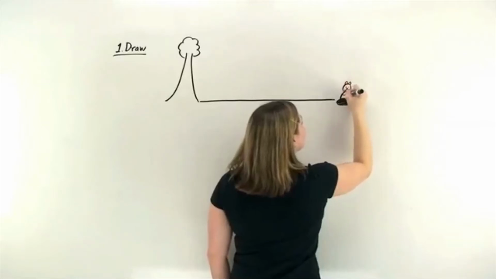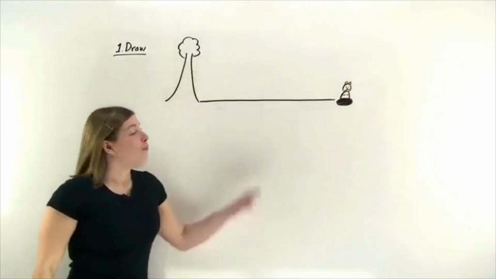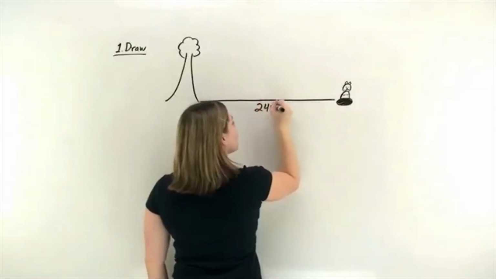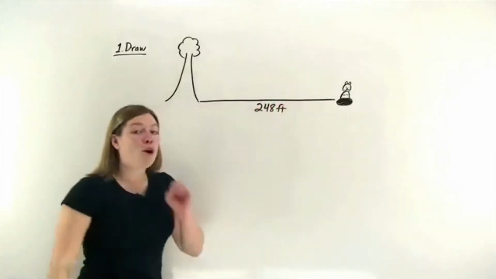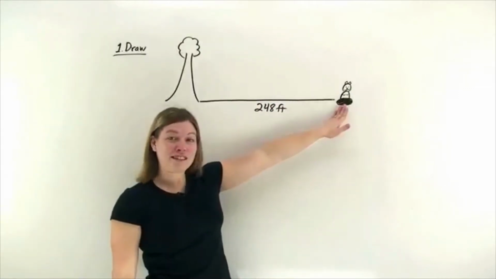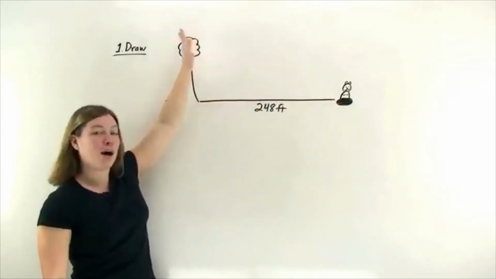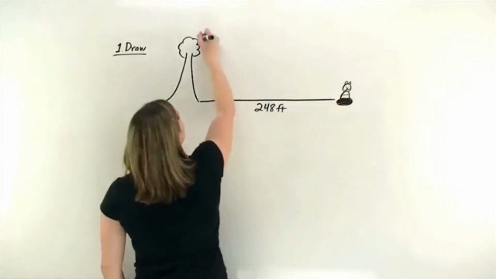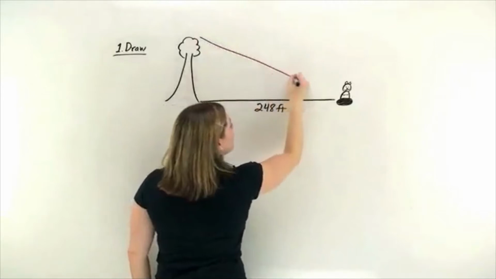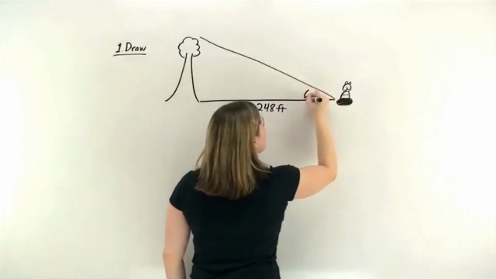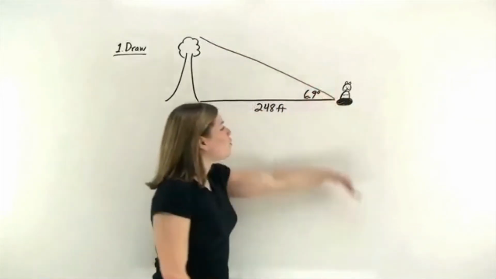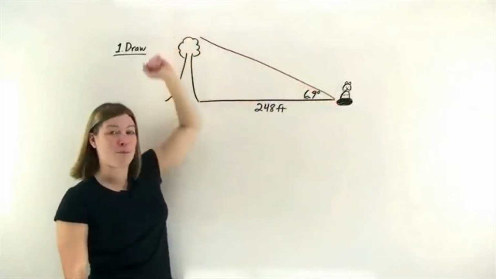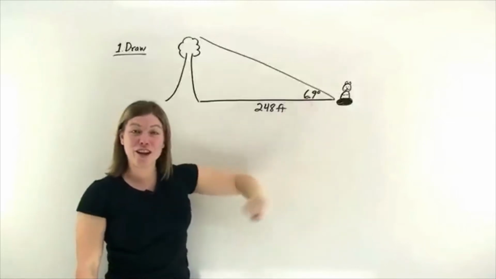Great. Now, we're told that the distance from the base of the tree and the groundhog's hole is 248 feet. Now, we're also told that if this groundhog peeks his head out of the hole and looks up at the top of the tree, that angle created is 6.9 degrees. So, if we draw that out, here is what we get. This angle is 6.9 degrees. It's created from the ground and that line from the groundhog to the top of the tree. This is an angle of elevation.